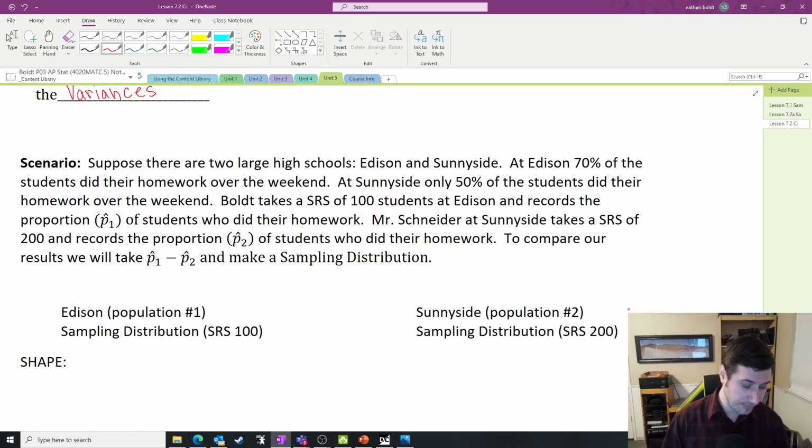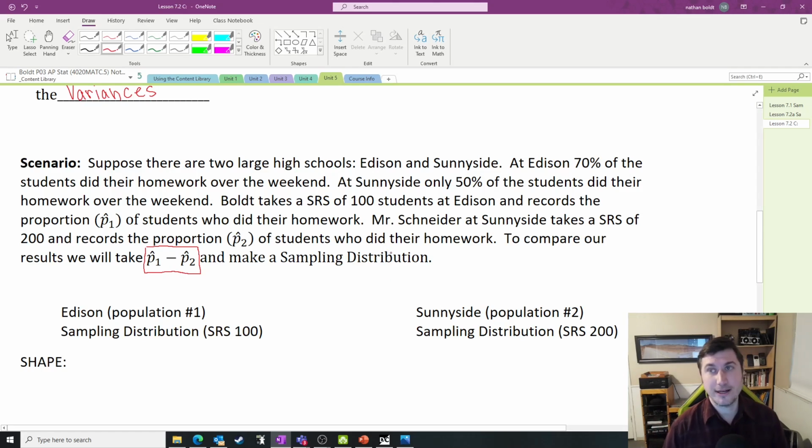All right, so we want to compare the proportion of students who did their homework at Edison and Sunnyside. To do that, we're going to subtract the proportions. So if this result is positive, that means Edison did more homework. If this result was negative, that means a higher percentage of Sunnyside students did their homework.